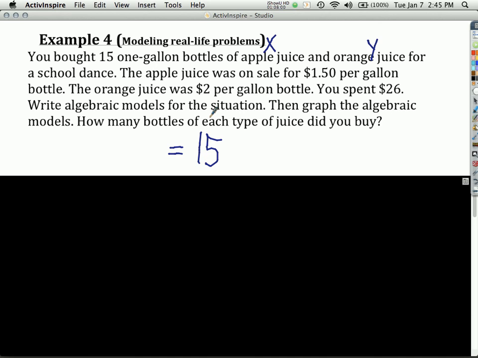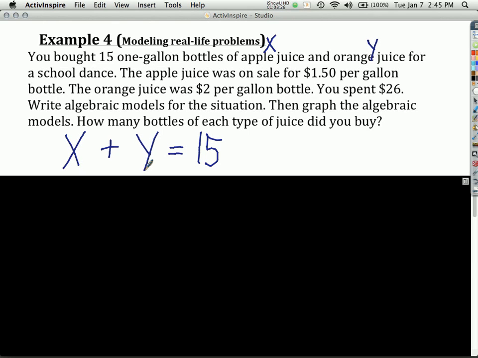So if X represents the number of apple objects, and Y represents the number of orange objects, and there's 15 objects altogether, what would I put on the left-hand side to complete the equation? I see some light bulbs going off. Caleb? X plus Y. X is the number of apple juice bottles, Y is the number of orange juice bottles, and 15 is the total number of bottles.